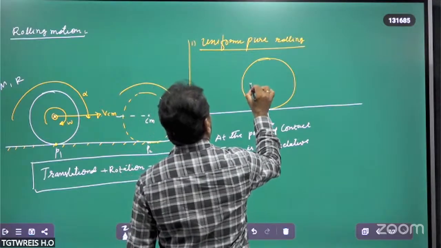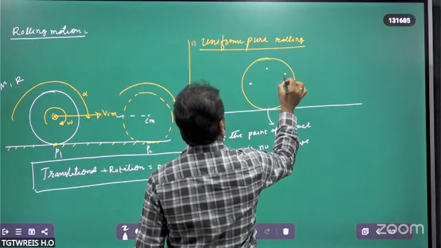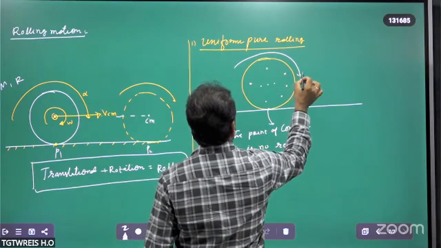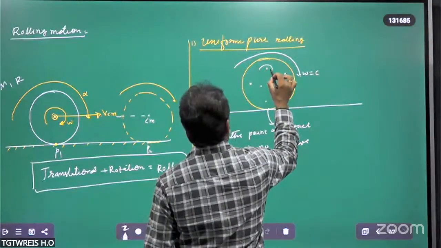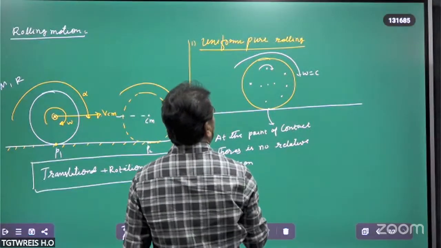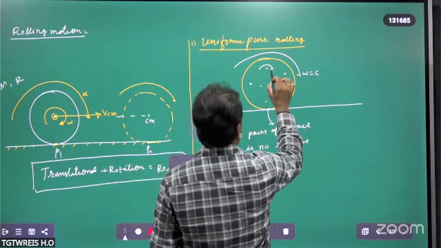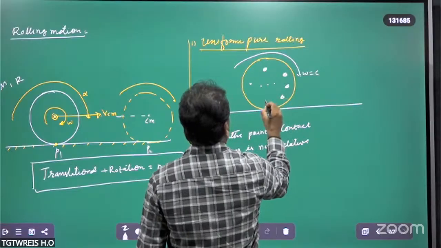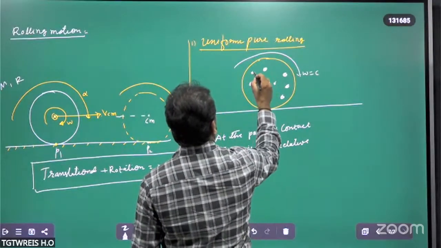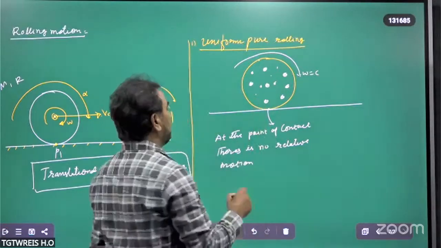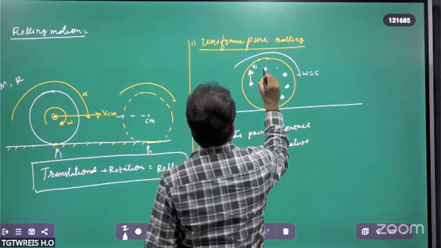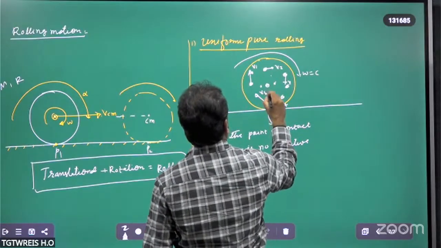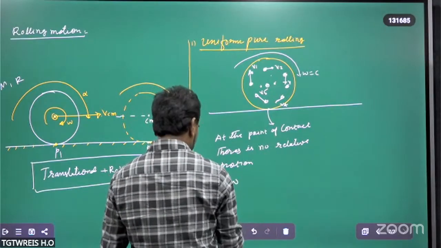And in this, all the particles on the disk are rotating with a constant angular velocity. Omega is equal to constant. Angular velocity is constant, but the linear velocities are different. This is V1, this is V2, this is V3, V4, V5, and so on. So the angular velocity of all the particles remains constant.